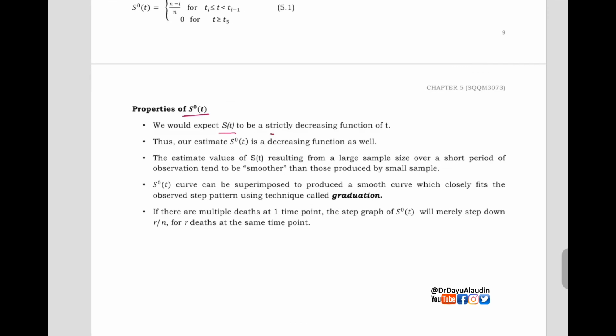As you know, the survival function is decreasing, so S(t) also must be decreasing because it is estimated for the survival function. A large sample size will give a smoother graph than a small sample. You can produce a smooth curve using the graduation technique. These two are just additional information.